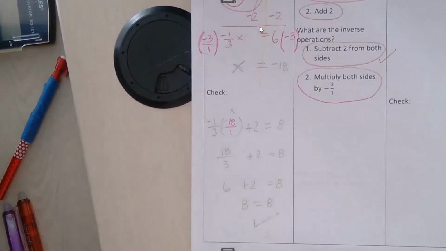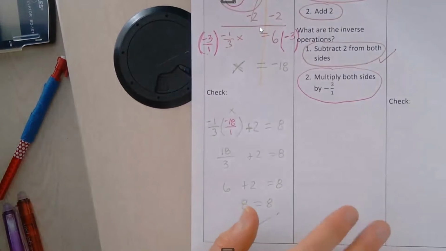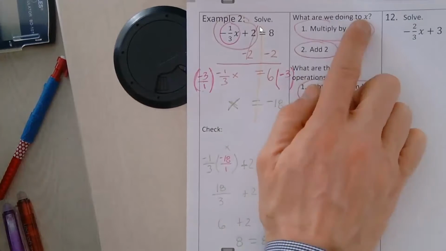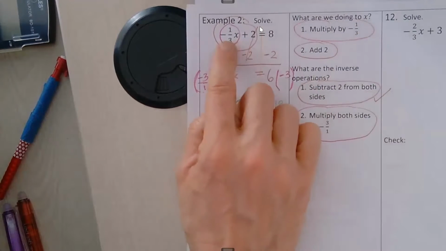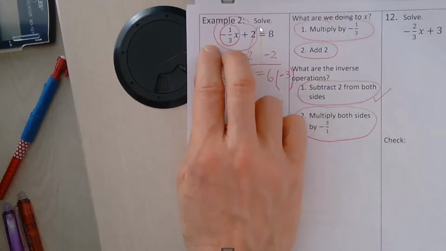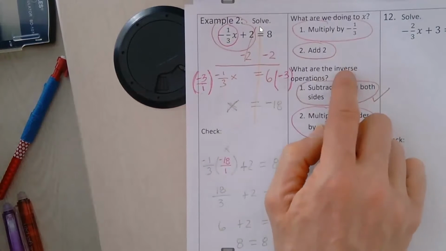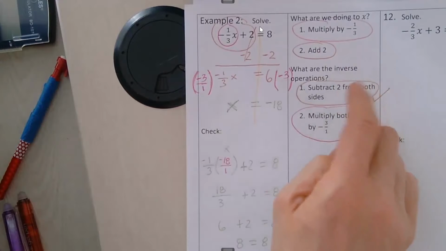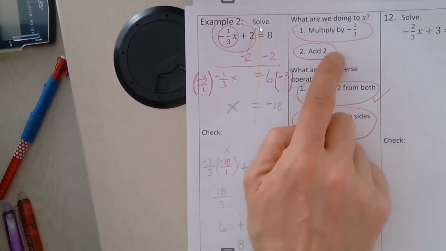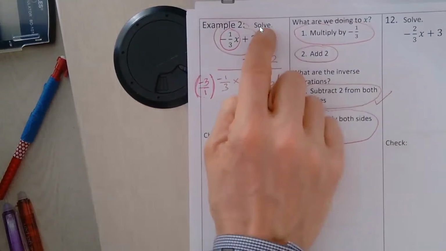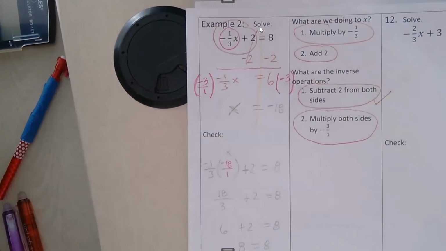We checked it. So remember, when you are solving two-step equations by using inverse operations, first, think about what you're going to do to x. Start with what is closest to x, and then work your way out. Then, when you're figuring out the inverse operations, remember to go in the reverse order. So whatever came last in the steps for what you do to x comes first for the inverse when you solve. Nice job.